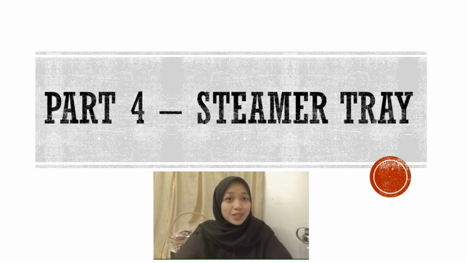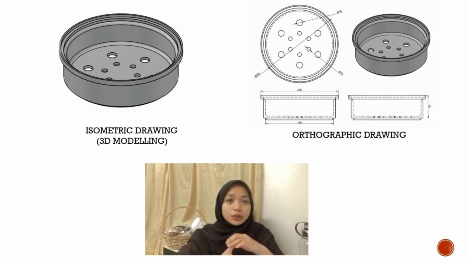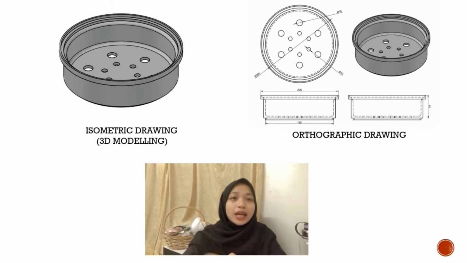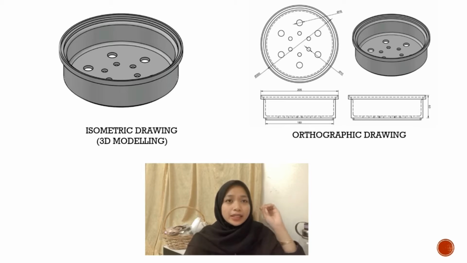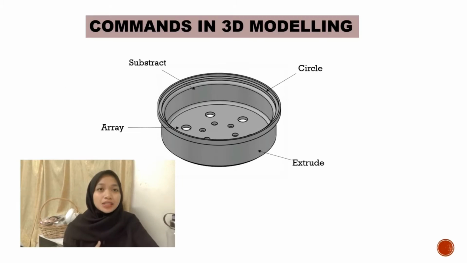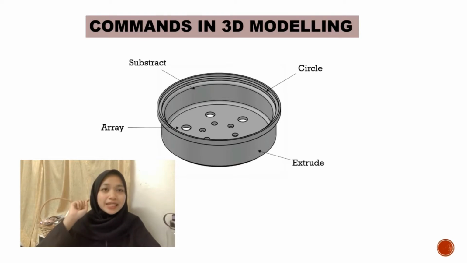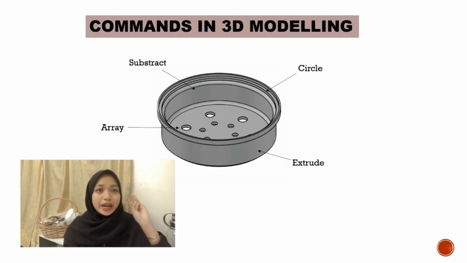So, let's go. What you can see right now is my drawing. This one is the isometric drawing, which is in 3D modeling, and this one is the orthographic drawing in third angle, which is top, front, and side. Next, I will explain the commands in 3D modeling that I use to draw my part. First, I use subtract, second, array, third, circle, and fourth, extrude.